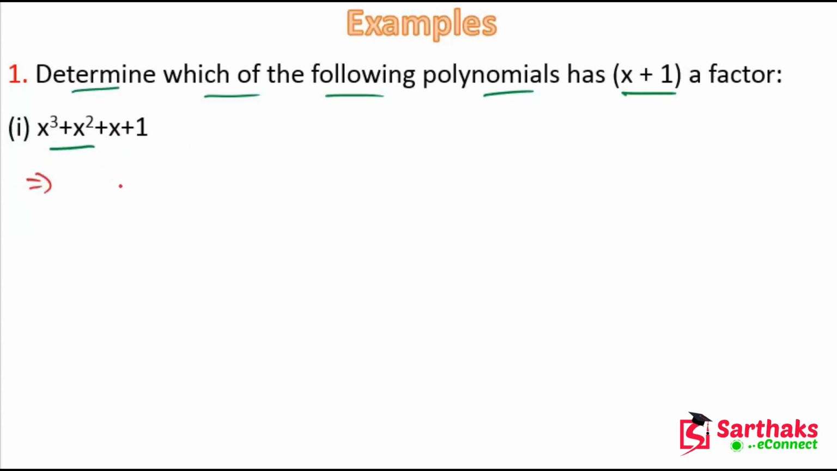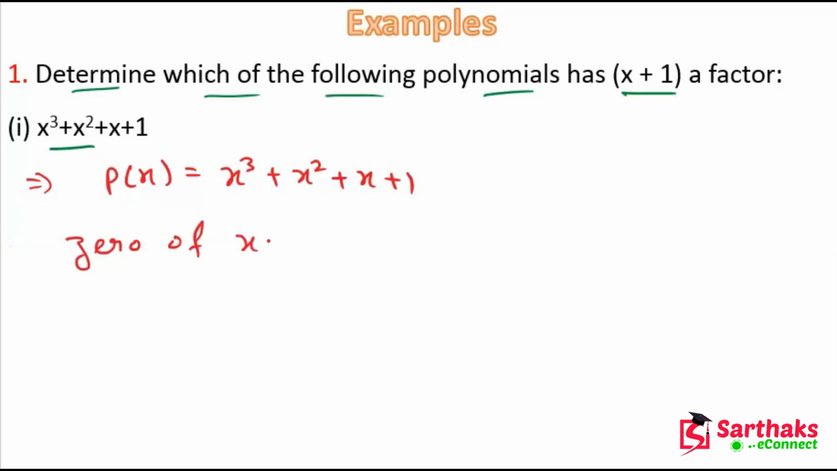Now we have p of x is equal to x cube plus x square plus x plus 1. The zero of x plus 1 is minus 1. If we put x plus 1 equal to 0, we get x is equal to minus 1. Now we have to put the value of x in this polynomial.